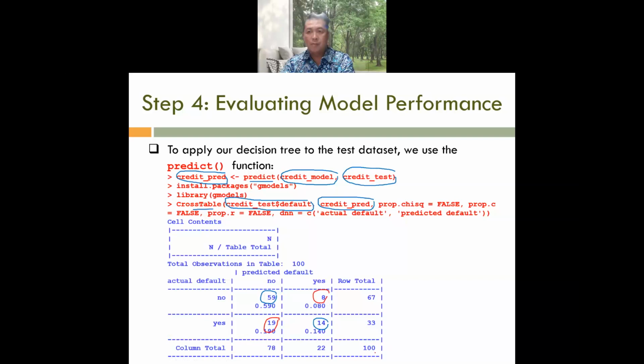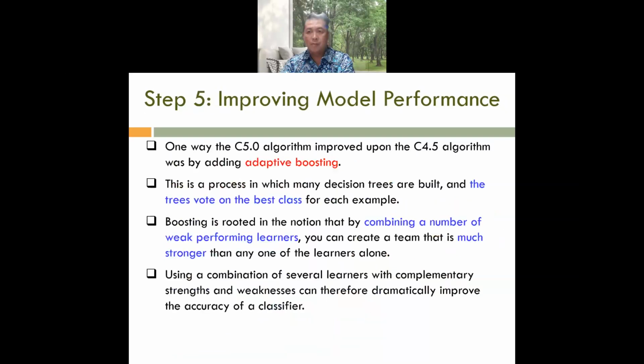Okay, so the accuracy will be around 73%, because we have 27 errors divided by 100. So this is the error that I have.